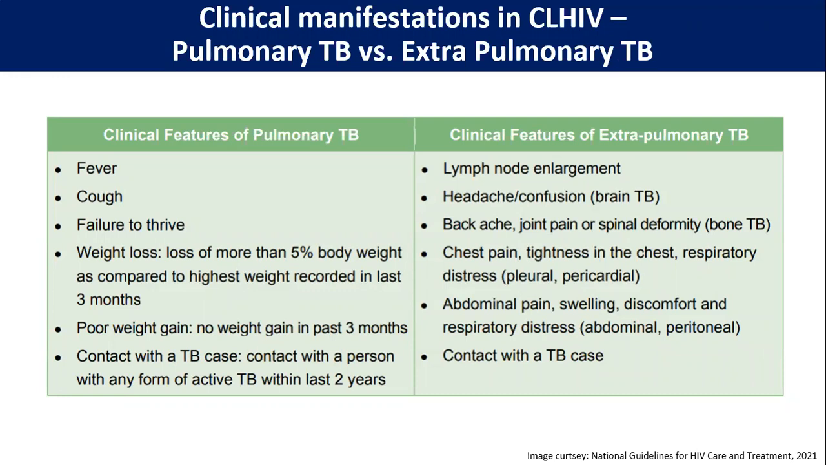But these are for pulmonary TB. For extrapulmonary TB, we need to look for lymph node enlargement, headache or confusion in case of TBM, backache, joint pain, or spinal deformity in case of bone TB, chest pain, tightness in the chest, respiratory distress, etc. in case of pleural or pericardial TB, abdominal pain, swelling, discomfort, and respiratory distress is possible with abdominal or peritoneal TB, and contact with a TB case. In the history, we may find that the patient was in contact with a TB case.